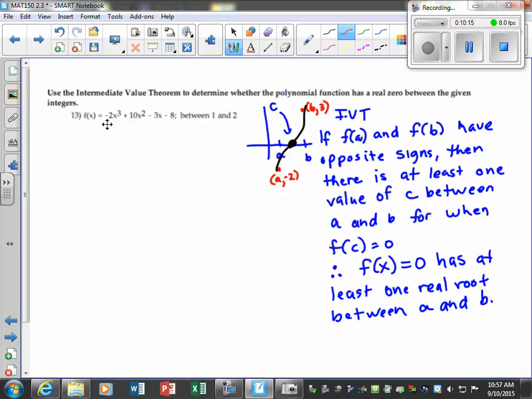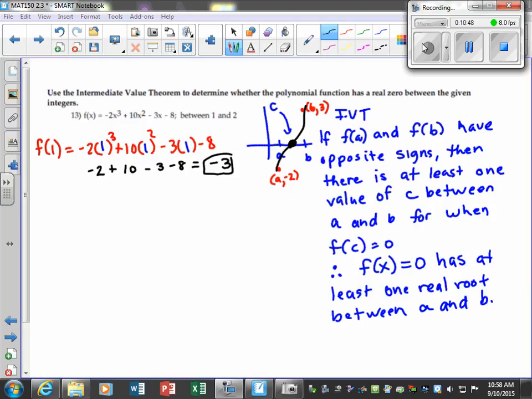If you have your function, they say, well, does it have a zero between 1 and 2? So let's say a is 1 and b is 2. What we want to do is evaluate the function at f of 1. That means everywhere there is an x, we want to put a parenthesis and evaluate that at 1. So I'll let you evaluate that at 1. And when you get that, you should get negative 3.